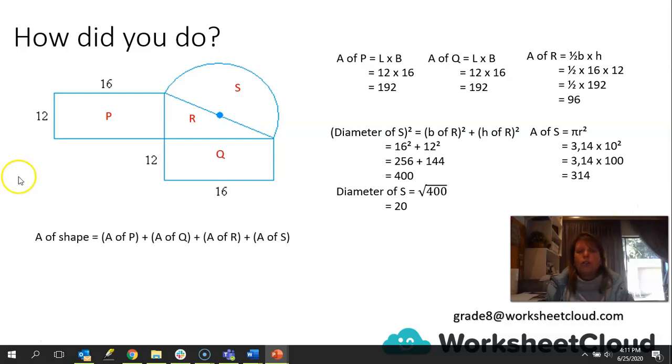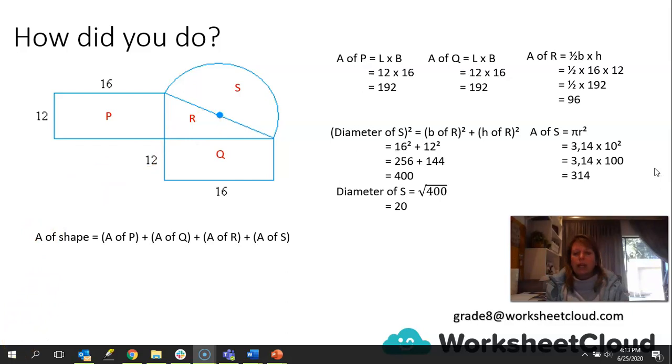So the area of the shape is the area of P, the area of Q, the area of R, plus the area of S. Now remember, we can say area of S because that is that shape, but it is a semicircle. Now just before we carry on, I just need to check something for us.